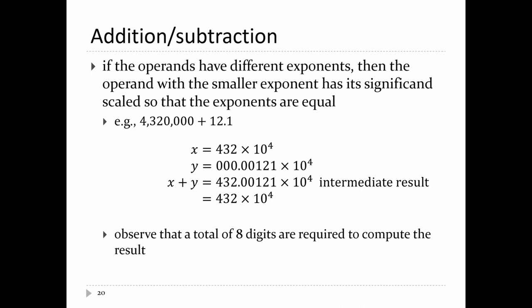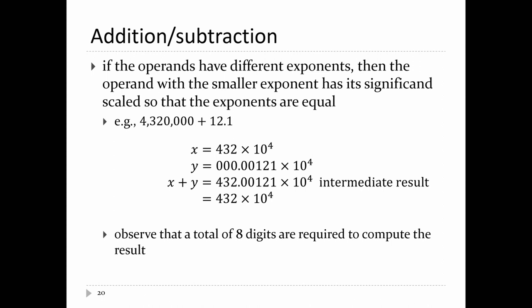4,320,000. Convert that to floating point. You get 432 times 10 to the 4. And then 12.1 is 121 times 10 to the minus 1.